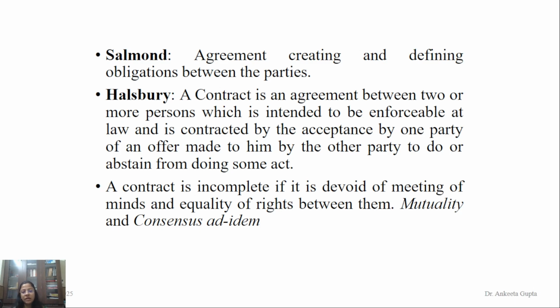Salmond, being the clinical jurist that he was, says that a contract is an agreement creating and defining obligations between the parties. He is not talking in terms of the flowery language that, okay, there is a promise, there is an intention. No. He is saying if there are two or more parties who have sat down, because parties is plural, and they have said that, no, we agree to do this or we do not agree to do this, whereby each of the parties have obligations getting made towards them, then that is a valid contract. You are creating obligations between them.